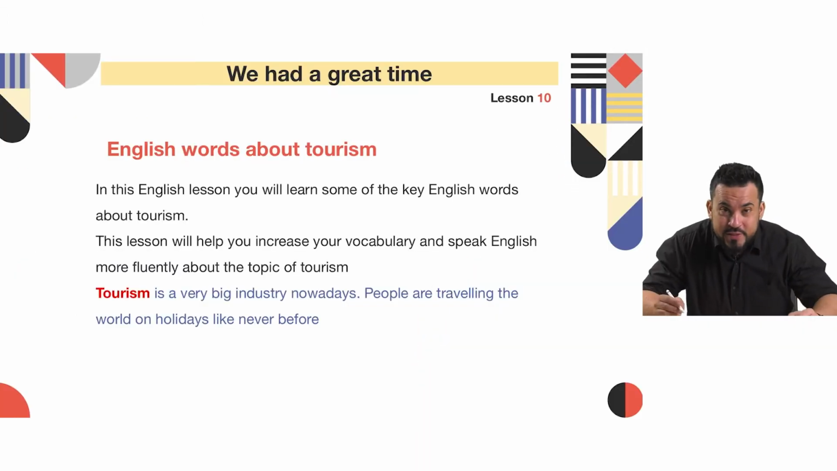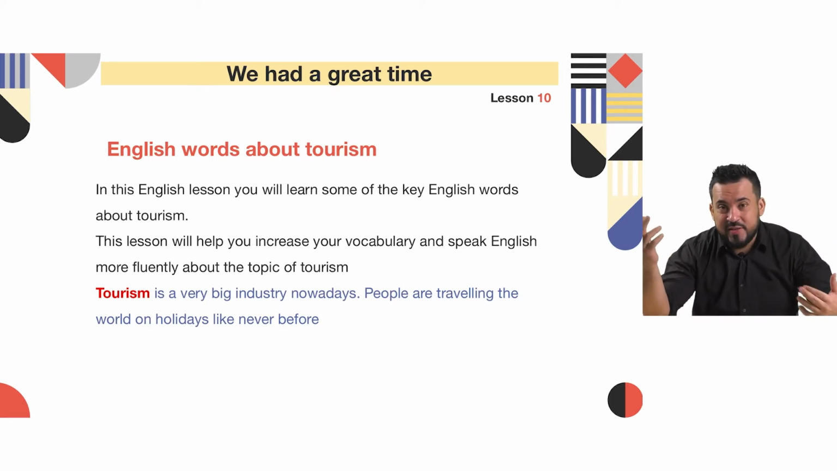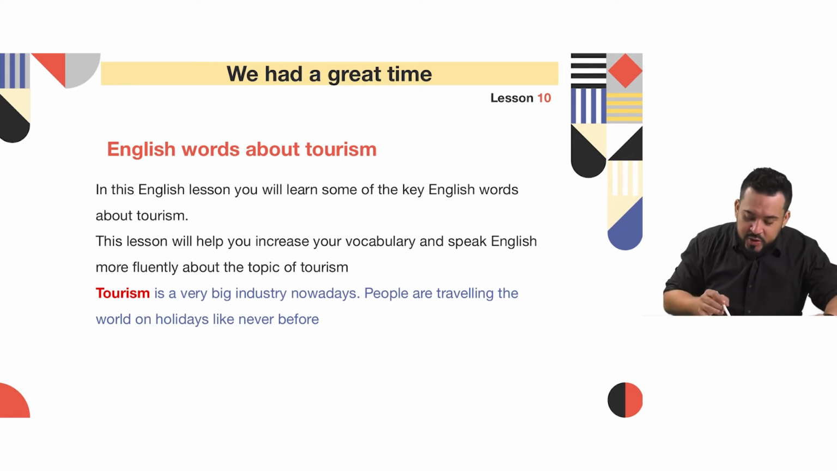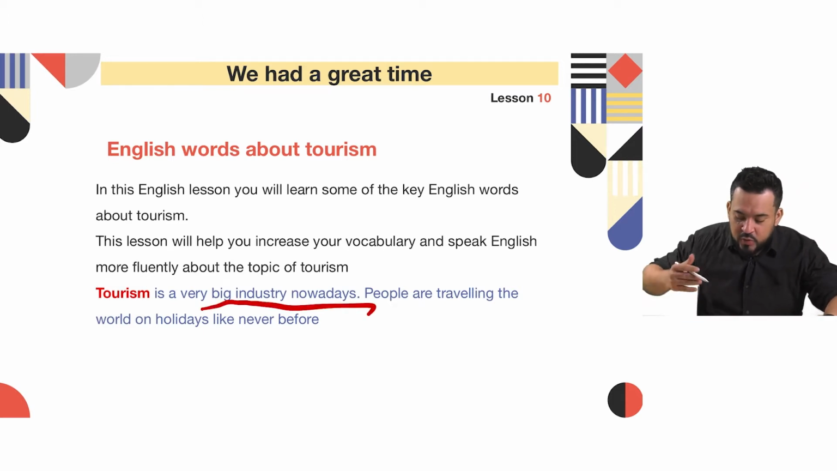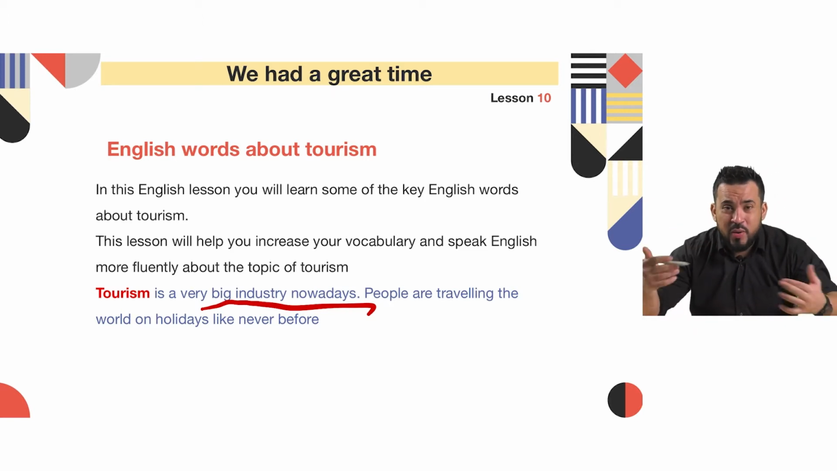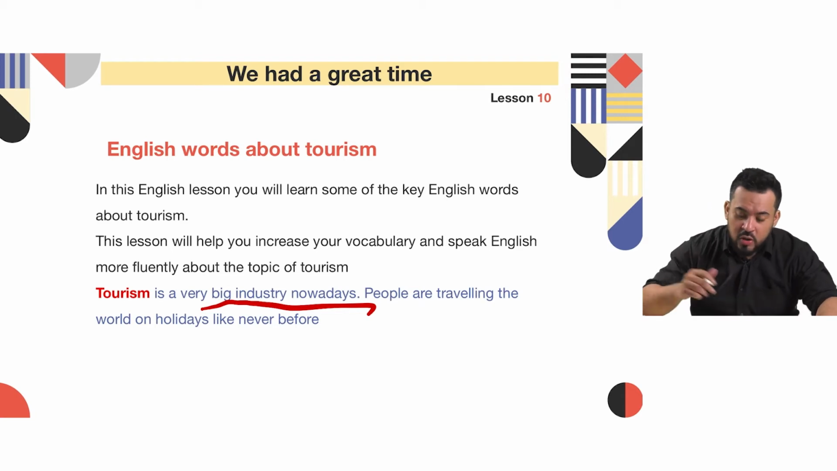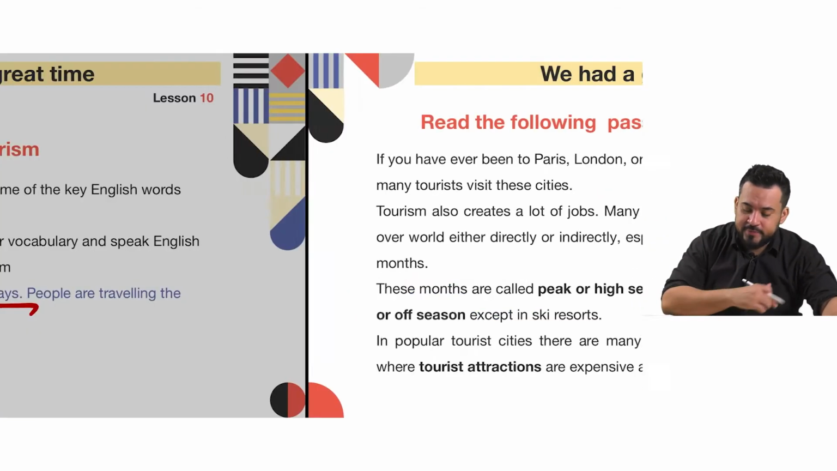We'll talk about tourism. Now, what is tourism? Tourism is visiting other countries or visiting historical places. There are different types of tourism, but basically what you need to know is that tourism is a huge industry. People are traveling the world on holidays like never before because we have airplanes, we have all these means of transportation, we have fast trains, we have fast cars, so people are traveling just like never before. So that made tourism very important.